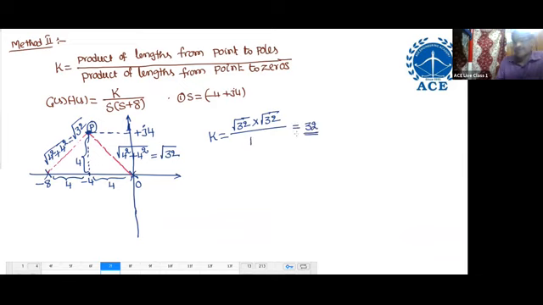So what is the answer? 32. If the length is known, the second formula is very easy. If the length is known, use the second formula. If the length is not known, use the first formula, the magnitude condition. Both the answers are the same. That's all. It is the magnitude and angle condition.